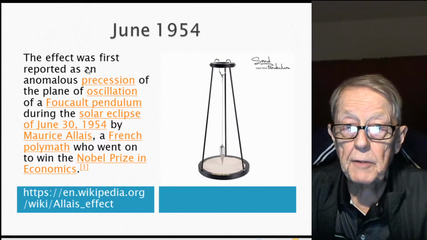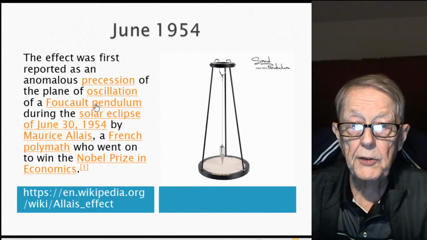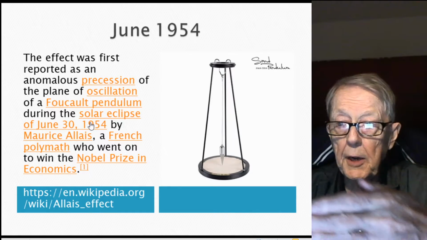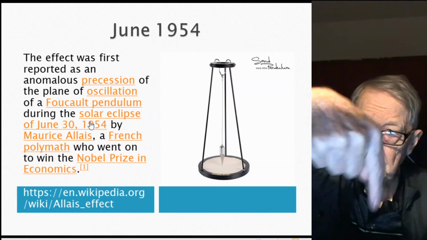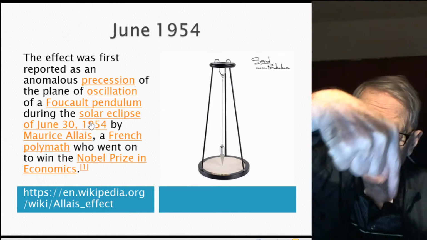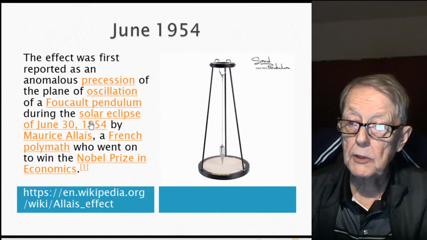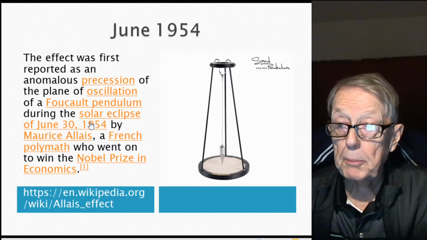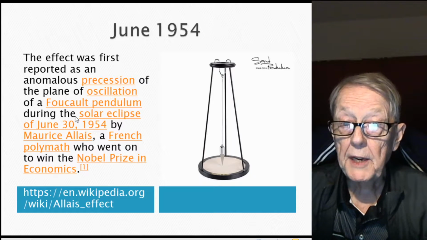It was in June 1954 that the anomaly was first reported as an anomalous precession of the plane of oscillation of the Foucault pendulum during a solar eclipse, June 30th, 1954. Now, he's talking about the plane of the pendulum, and the pendulum basically stays in the same plane. Let me do it this way, back and forth. The pendulum itself doesn't move. The Earth moves below it, and when we're standing on the Earth, moving with the Earth, it moves counterclockwise. The pendulum appears to be moving clockwise, but it's not moving at all.